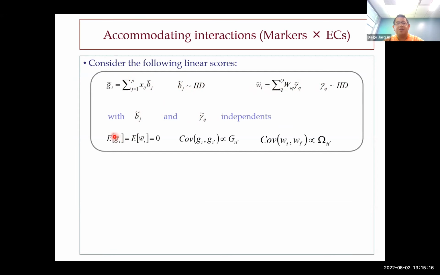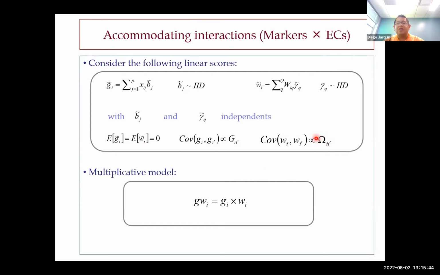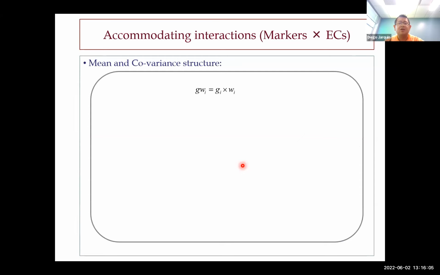It means the expected value of the genomic value is equal to the expected value of the environmental value, which is equal to 0. The covariance of the i, i prime element is proportional to the i, i prime entry of the G matrix, and the covariance of the W i, i prime, the genotype in an environment, is proportional to the i, i prime entry of the omega matrix. In order to consider a multiplicative model, we just have to consider the product between these two scores. The only thing we need in order to characterize this model term is to know the mean and the covariance function of this random effect. So we start in this way.